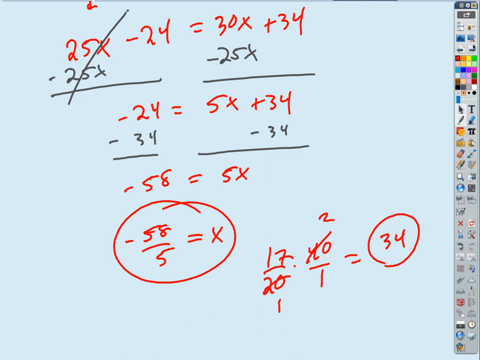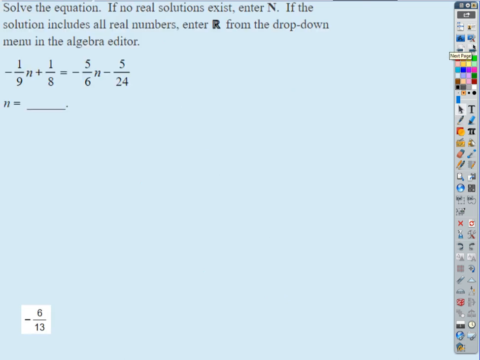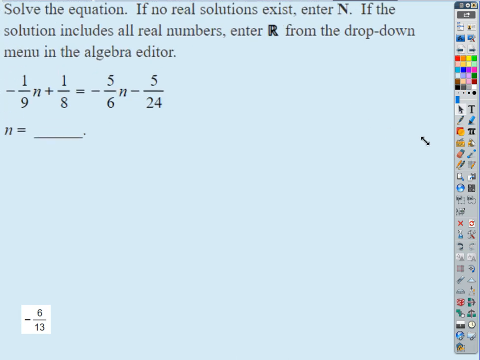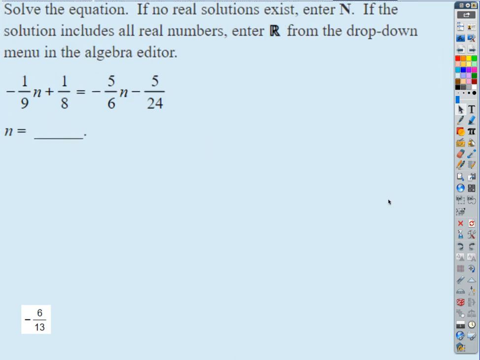All right, I want you to try one of those first of all. Try this guy. So first, you got to find the number you're going to multiply each side by, right?